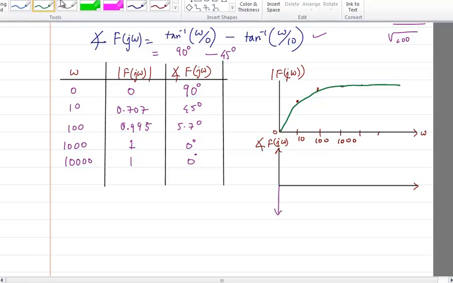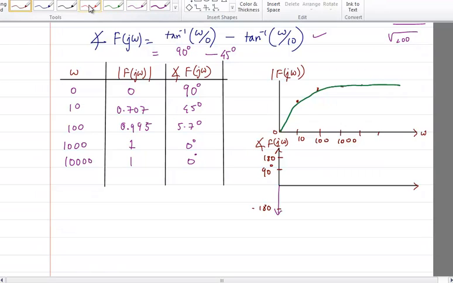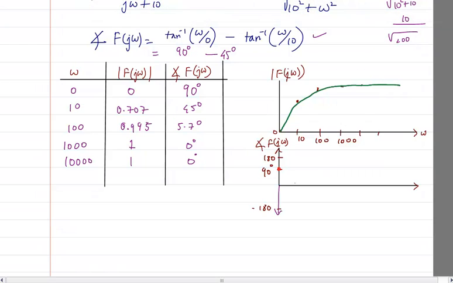Whereas if I am going to draw the angle, then again it will start from 90. So this is 180, plus 180, and this is, suppose, minus 180. Then I am, suppose, starting at 90 degrees. So for 0 I will get 90. For 10, so this is again 10. This is 100. This is 1000.